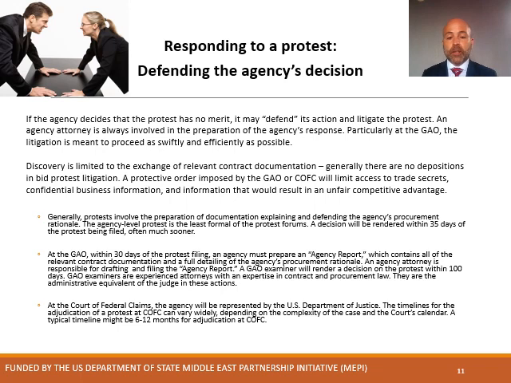Finally, at the Court of Federal Claims, the agency will be represented by the U.S. Department of Justice, with the agency attorney sitting second chair. The adjudication of a protest at the CFC can vary widely, depending on the complexity of the case and the court's calendar. A typical timeline for a bid protest case at the Court of Federal Claims could be 6 to 12 months until final adjudication.